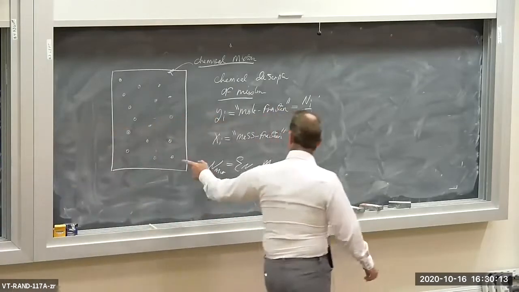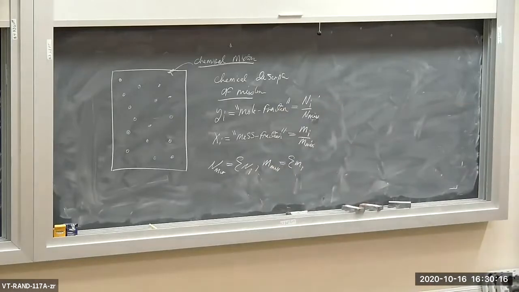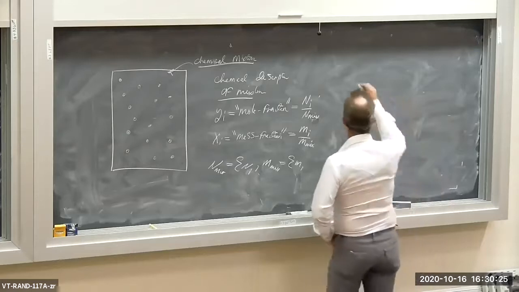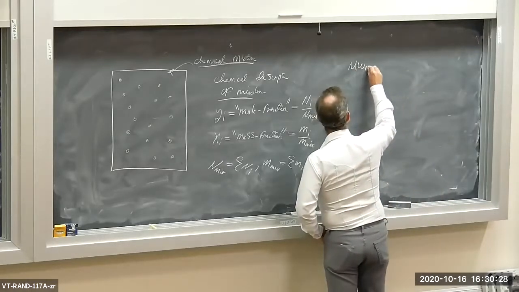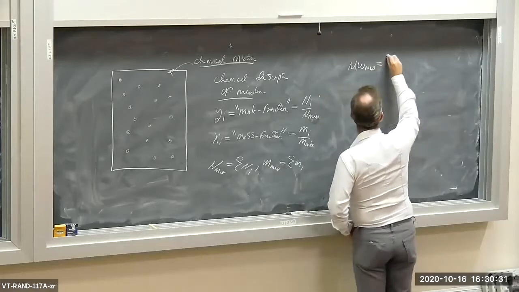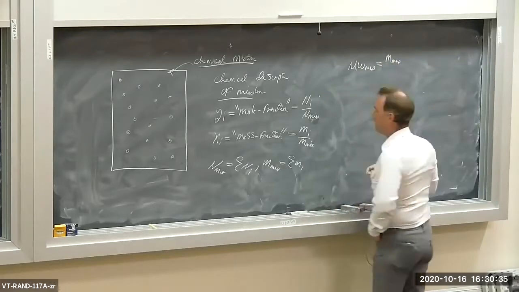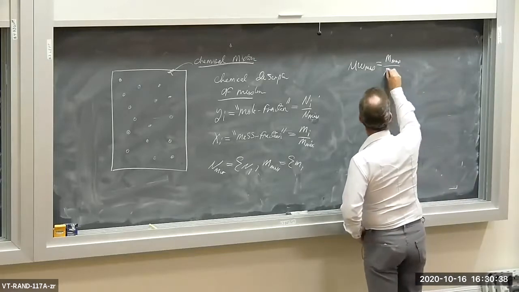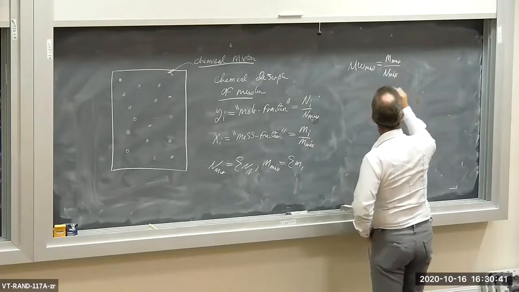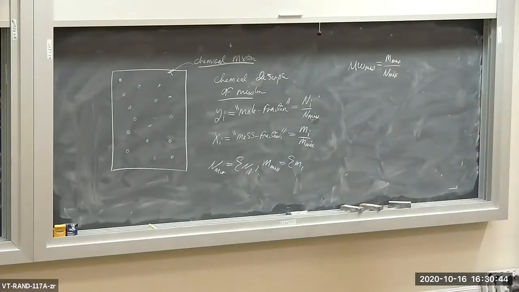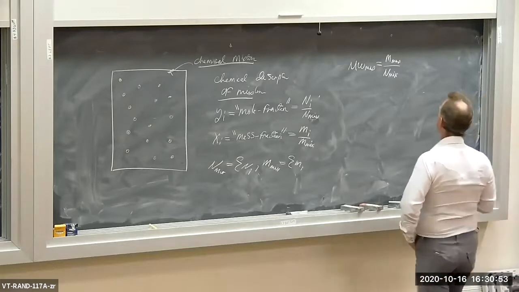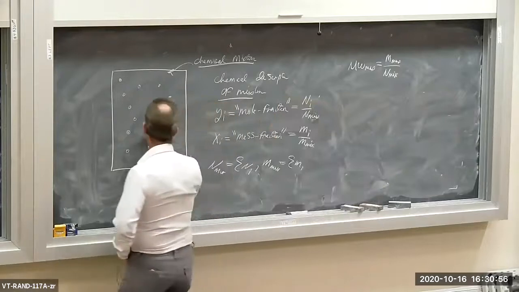Now, we can actually ascribe an aggregate or overall quantity for the mixture, and the most obvious one is the molecular weight of the mixture. The molecular weight of the mixture is defined as the mass of the mixture divided by the number of moles in the mixture. That's a basic definition for the molecular weight of the mixture. How do we calculate the molecular weight of the mixture? Well, this mixture has some molecular weight.